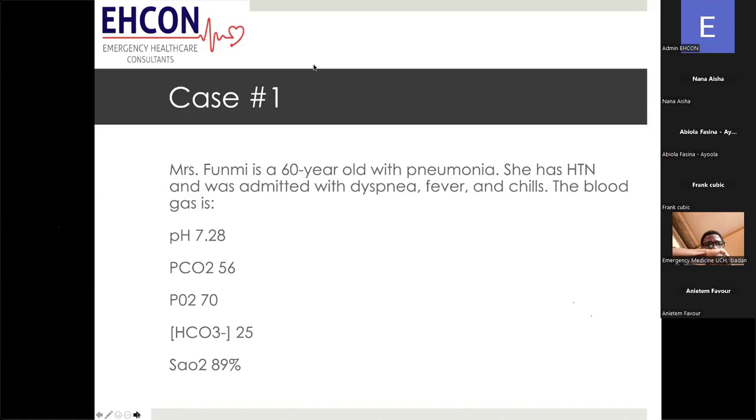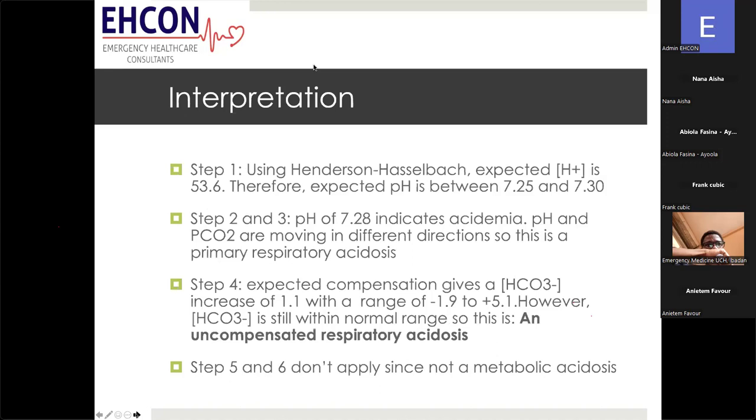Those would be the changes in the bicarb if we assumed a normal value of 22. And so we're not seeing that here. So in summary, what we can say is that this person has an uncompensated respiratory acidosis. The Henderson-Hasselbalch equation tells us that this is an internally consistent gas. We have a pH that indicates acidemia, and the pH and PaCO2 that indicate that we have a primary respiratory acidosis.